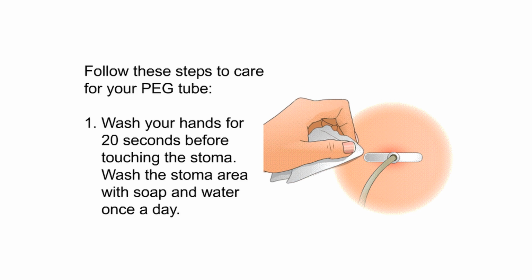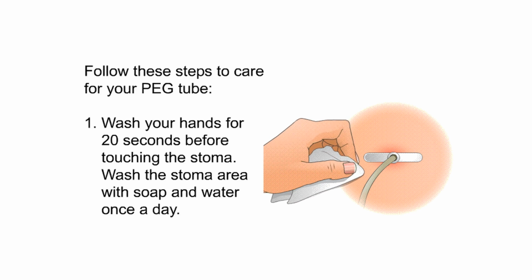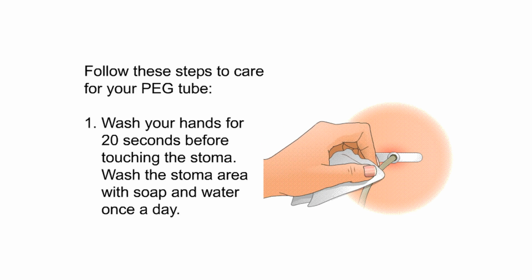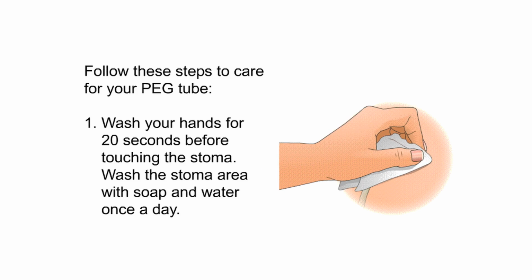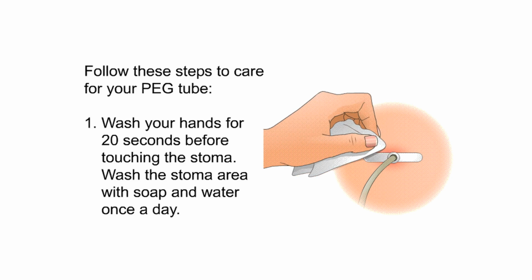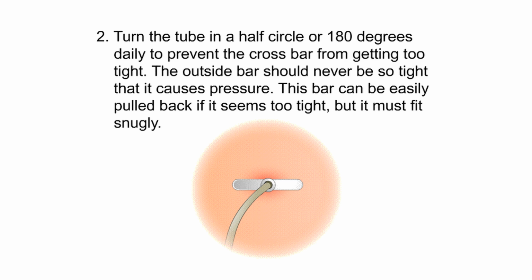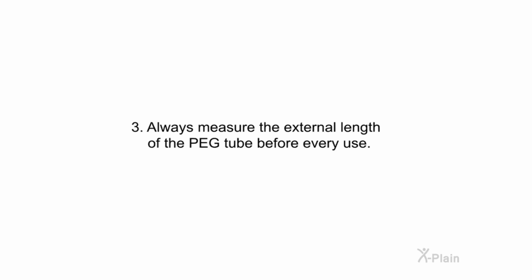Follow these steps to care for your PEG tube. 1. Wash your hands for 20 seconds before touching the stoma. Wash the stoma area with soap and water once a day. 2. Turn the tube in a half circle or 180 degrees daily to prevent the crossbar from getting too tight. The outside bar should never be so tight that it causes pressure. This bar can be easily pulled back if it seems too tight, but it must fit snugly.